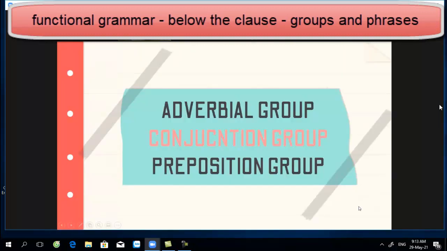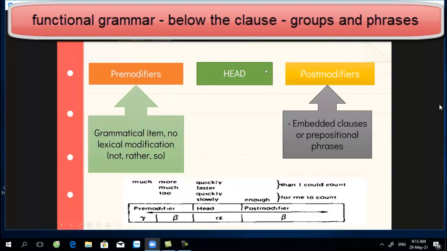We will continue with the adverbial group, conjunction group, and preposition group. Usually the adverb can stand alone as the head, and sometimes it can have pre-modifiers and post-modifiers. A pre-modifier is a grammatical item, not lexical modification, for example, not, rather, so. Post-modifiers are embedded clauses or prepositional phrases. For example, slowly enough for me to count, or much more quickly than I could count. Here the head is quickly or slowly, the pre-modifier is much more, and the post-modifier is than I could count or enough for me to count.